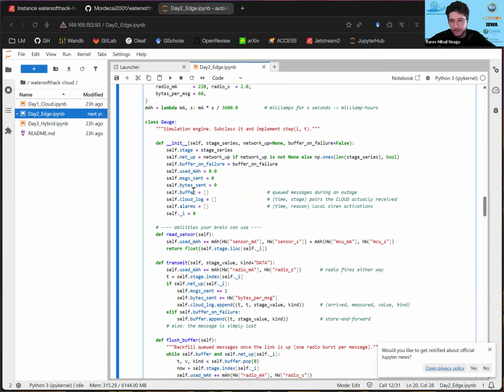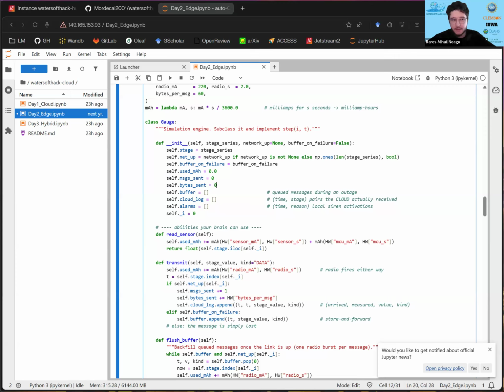Basically, a buffer. A buffer just stores all the messages that are to be sent. We're going to have a cloud log, which is going to log everything we're doing, and we're going to have some alarms. So this is kind of like the gauge's ledger. Again, we have energy used, message bytes sent, a buffer for failed sends, a log of what reaches the cloud, a list of local alarms, and the current minute index.